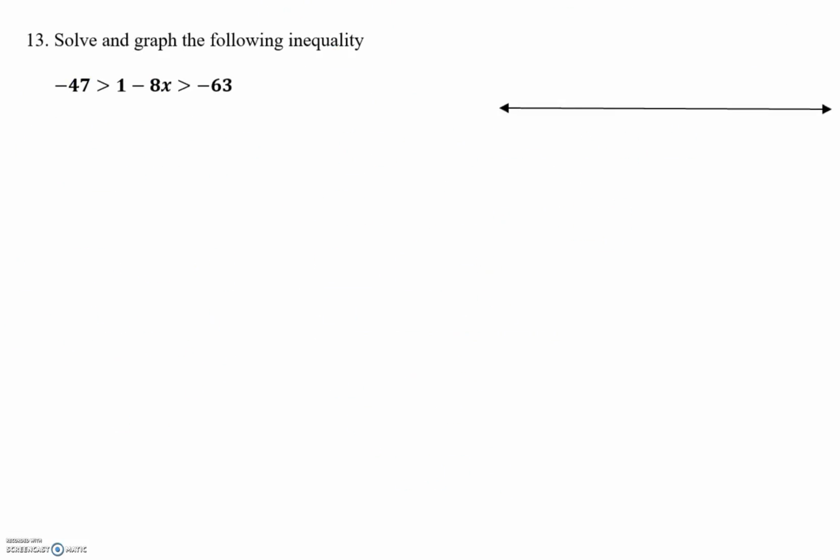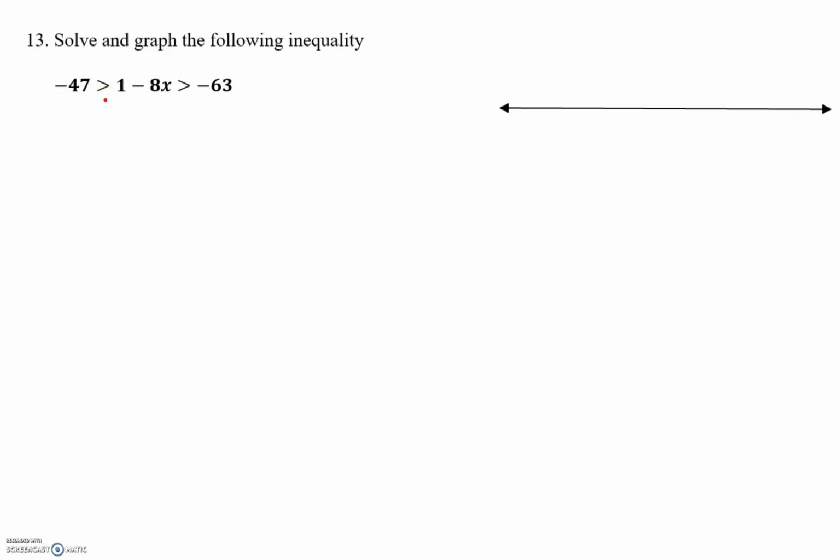For here we have solve and graph the following inequality: negative 47 is greater than 1 minus 8x, which is greater than negative 63. Remember, our main goal is to get the x by itself inside. So that means we're working with the inside expression. Our first step would be to get rid of that 1.